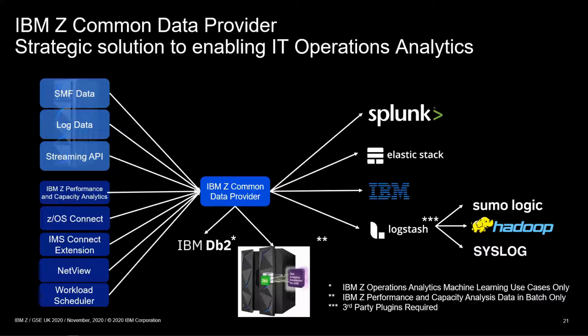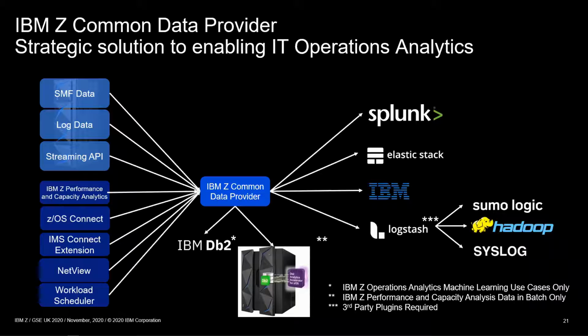So if we look at a couple of things on this chart, first, on the left side, the evolution of where we started. We really started looking at just collecting SMF and log data, and quickly we expanded out to some of the other data types. But what we started seeing was that a lot of the other solutions across IBM Z needed to start having their data streamed out to different analytics platforms.